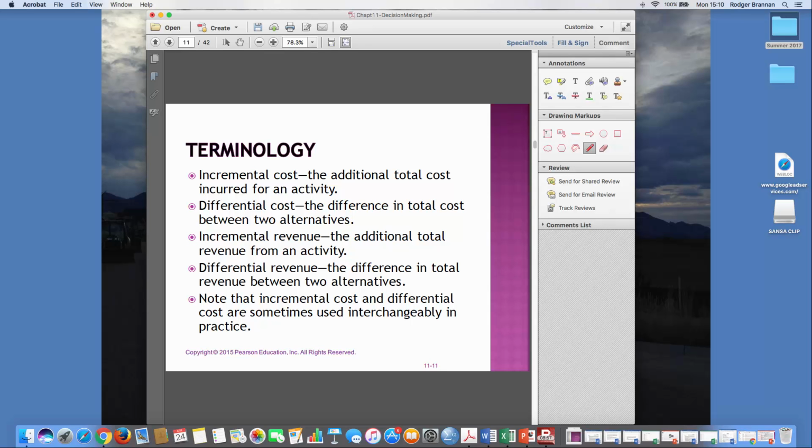Now, I don't get too excited about the differences here, incremental versus differential cost, okay? Incremental is just seeing what happens as I change activity. So incremental tends to be associated with activity, okay? So that's the emphasis here. Differential is kind of looking at the difference between alternatives, okay? Now, the reason I make this point is that most people tend to kind of slop the difference, they don't really differentiate between the two.